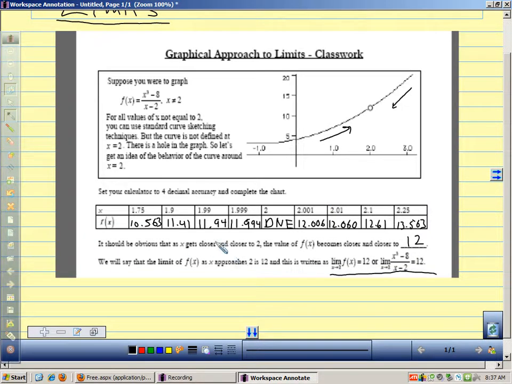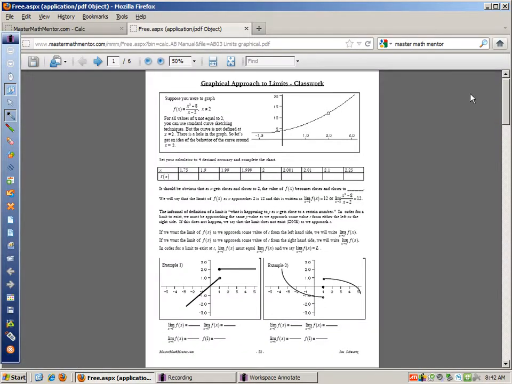So if you look at the next portion of your sheet here, let me grab that.